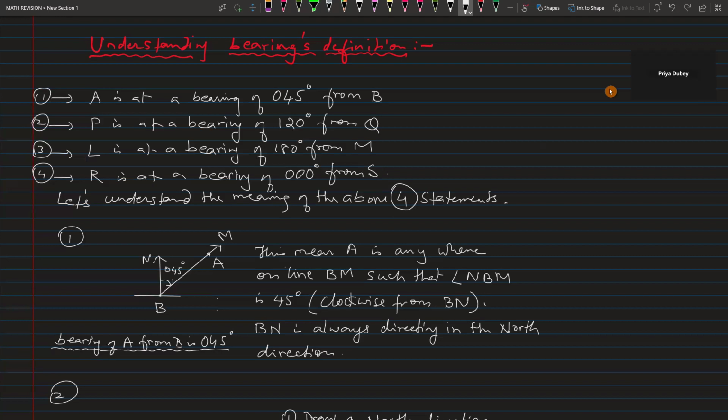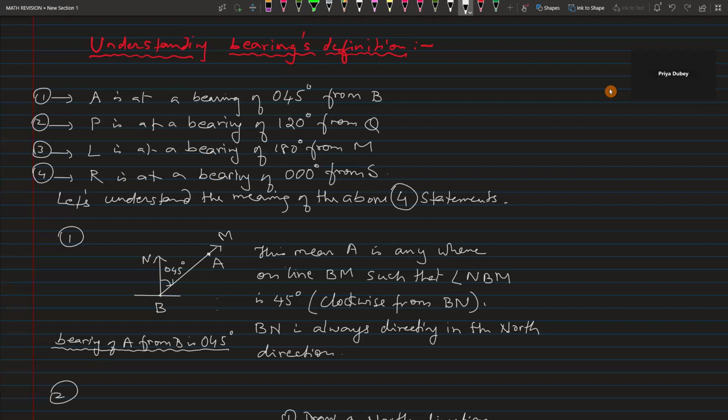अगर ऐसा होता कि this A is at a distance of certain kilometers or certain meter from B, then this A point you would have been unique. Suppose उसने बोला होता कि distance BA is suppose 5 kilometer, so you have to take 5 kilometer only, or 5 meter, then you have to take 5 meter only, then that point A will be unique. समझ में आ रहा है? ठीक है? So this is all about bearing from the first statement.